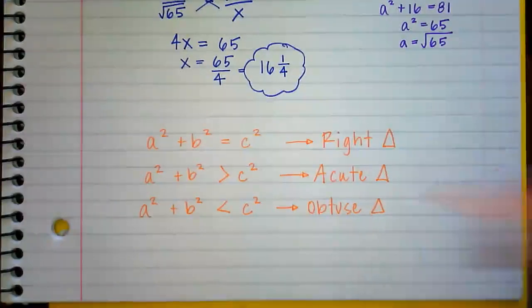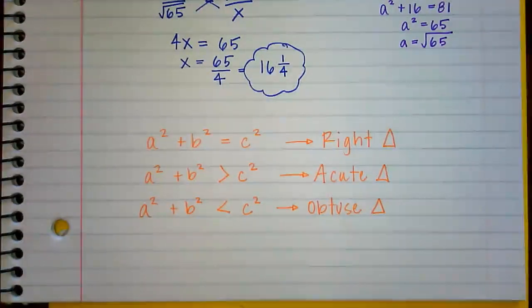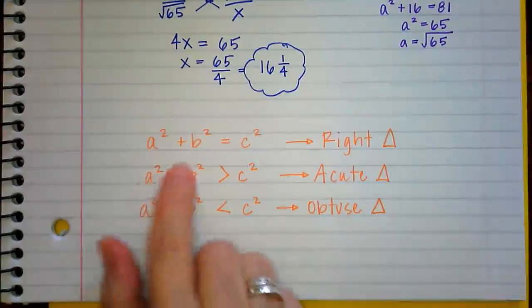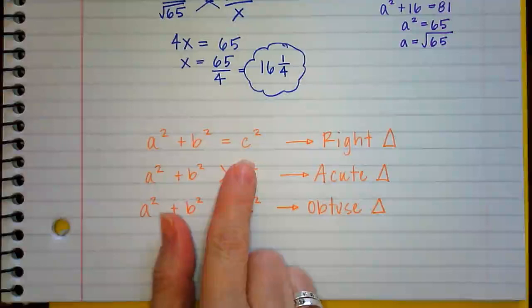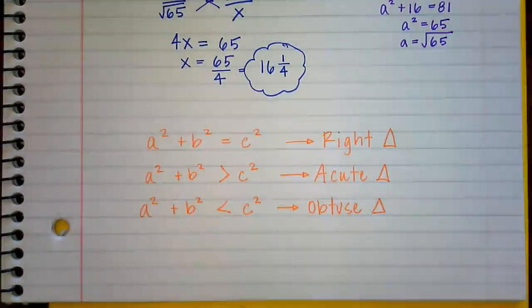And that is just a neat little side thing, another use of Pythagorean theorem. If a squared plus b squared is equal to c squared, that's a right triangle, and that's what you learned and what you've used the most. But there are these two other situations where, well, what happens if it's bigger or what happens if it's smaller? So that gives you an idea of another way that you can use Pythagorean theorem.